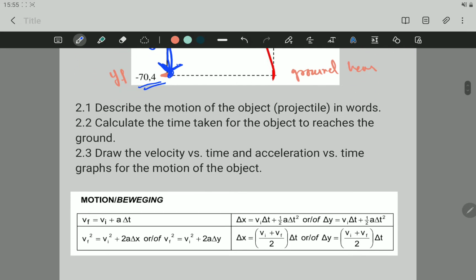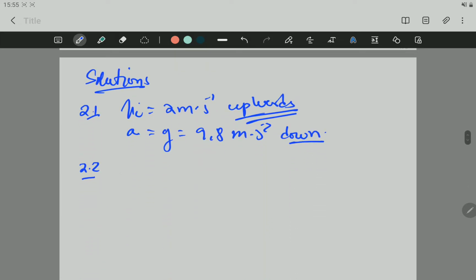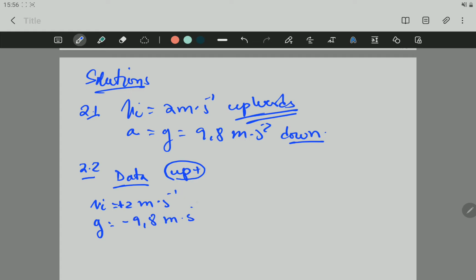Okay, so let's see what we have. Let's get the data of the object. What do we know? The initial velocity is equal to 2 meters per second. It's going to be positive because up is positive. Let's just write it here just in case somebody doesn't know. Now the acceleration is equal to minus 9,8 meters per second squared. Negative because it is downward, and we said up is positive.